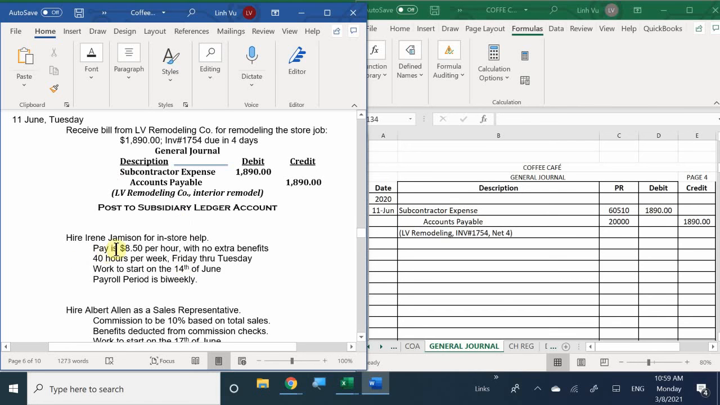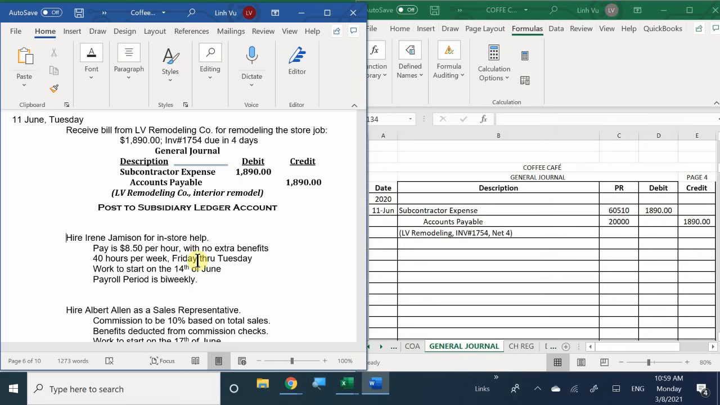Okay. So we're paying her only $8.50 per hour. All right. So again, of course, this isn't updated to the newer stuff. So in this case, that's below minimum wage. But for this example, we're just going to leave it as is, right? She's going to get paid $8.50 per hour, okay? With no extra benefits. That means no sick pay, no 401k plan, just because we can't afford that right now.